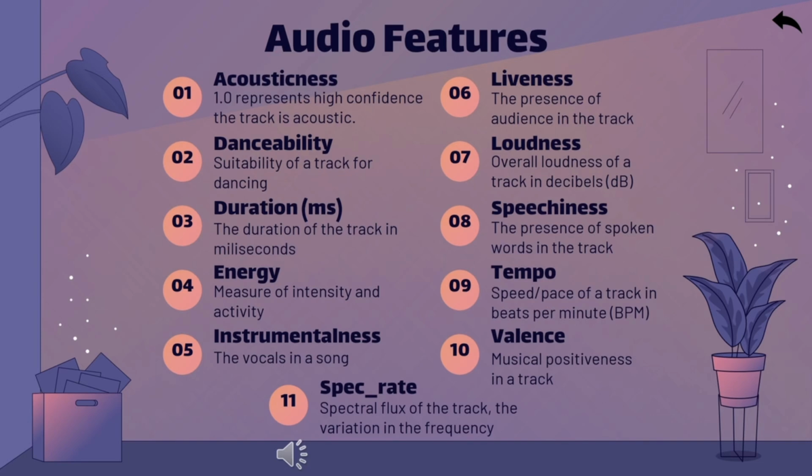The next feature is liveness. It is the presence of audience in the track. This means that this feature determines whether this song is performed live or not. And next one is the loudness. It is the overall loudness of a track in decibels.